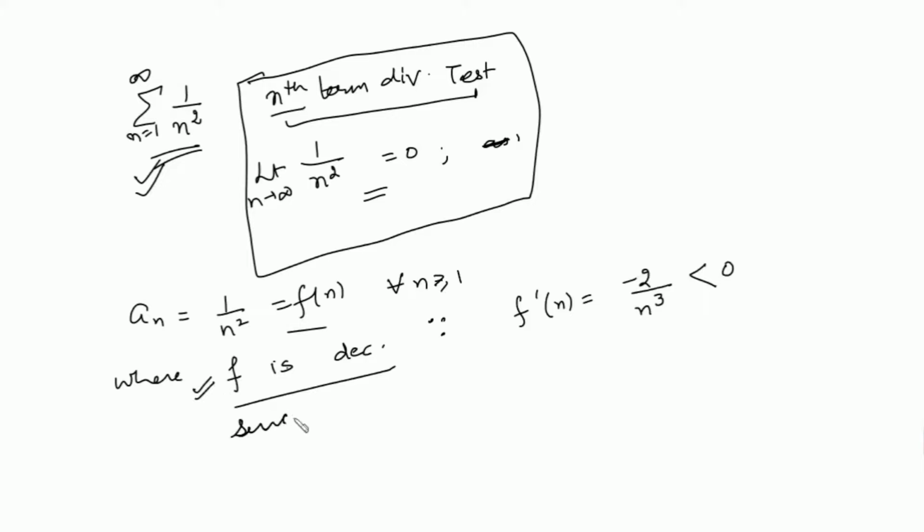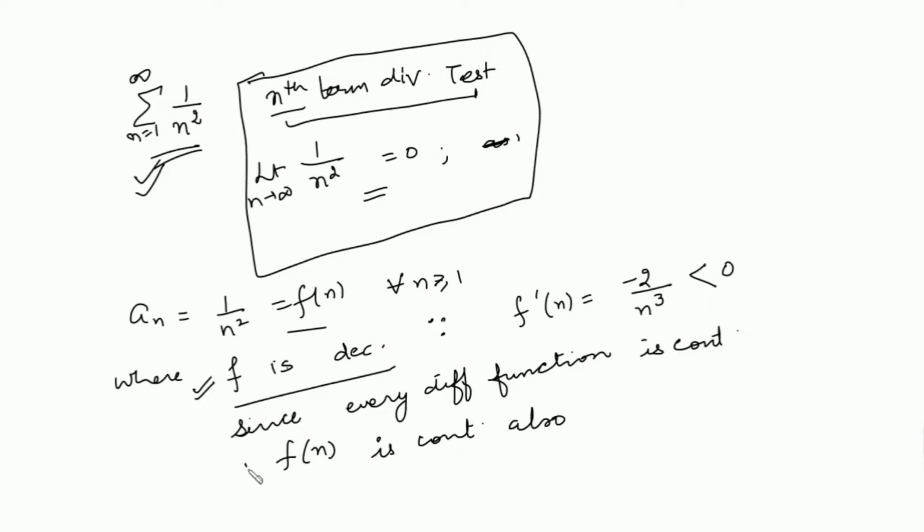Now since your function is differentiable, and we know that every differentiable function is continuous, this function f(n) is continuous also. So this condition is also true. And moreover, the terms of 1 over n square are always strictly greater than 0 for n varying from 1, 2, 3, and so on. So all the terms are positive, decreasing, and continuous. So we can apply the integral test over this series and check its behavior.